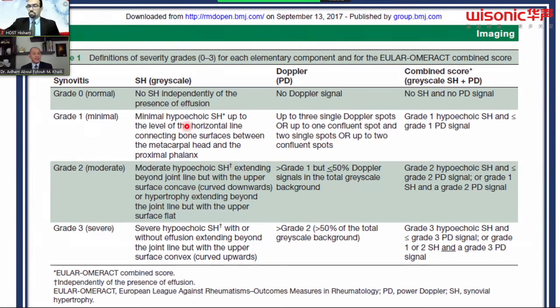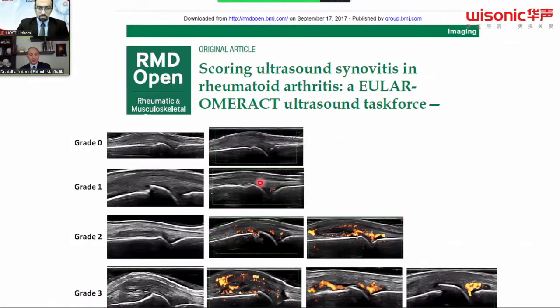What if you had this minimal change with the synovial hypertrophy and no power Doppler? It will take the higher rating. So it's 0 with power Doppler and 1 with grayscale, so it's considered a grade 1, or score 1 for the combined score.